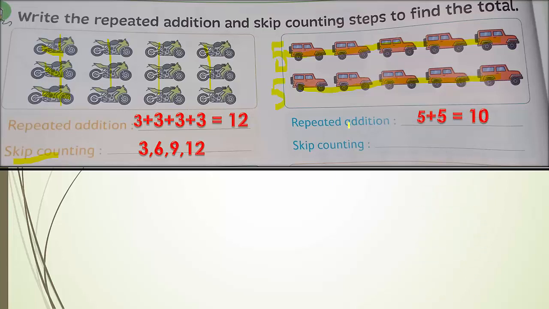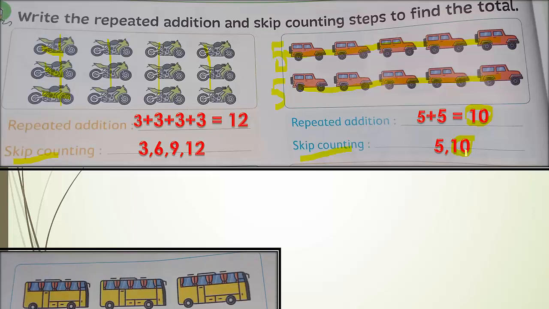If I wanted to make it by skip counting strategy, I will skip counting by 5. Skip counting by 5. Let's see. 5, 10. Okay? So the total number here is 10 with skip counting, and the total number with repeated addition is 10. They are equal, teacher. They are the same answer here. Okay? Let's see another exercise.